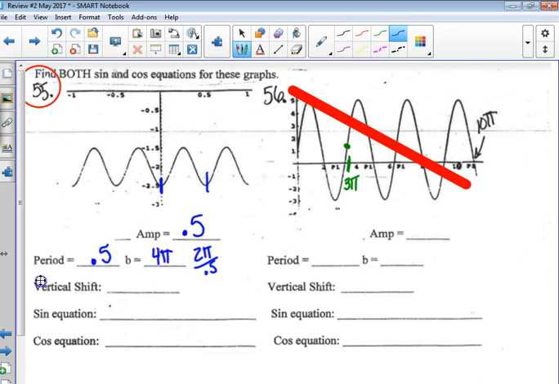Vertical shift is the midline. Where's the midline at? Okay, which one makes most sense to you? You're envisioning that as a cosine graph. Do you want to do a positive or negative cosine? Okay, if you do a negative cosine, then you don't need a phase shift. So what would that look like?